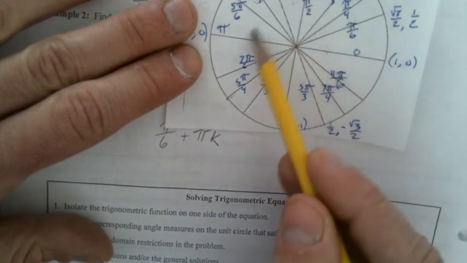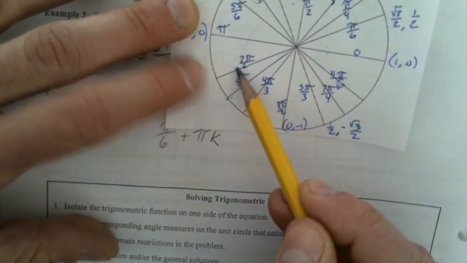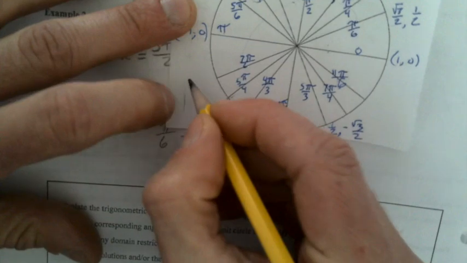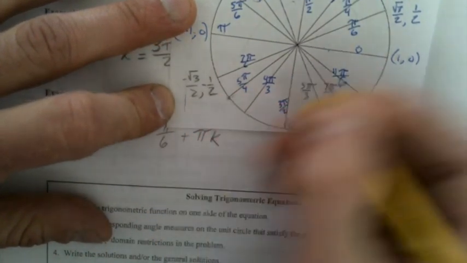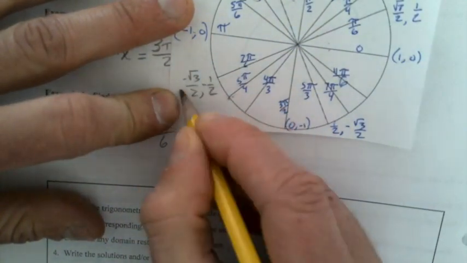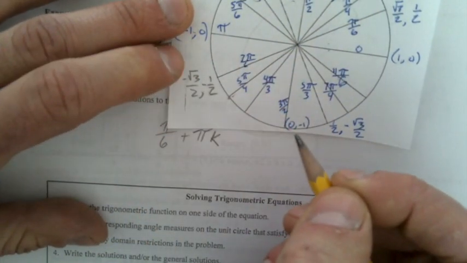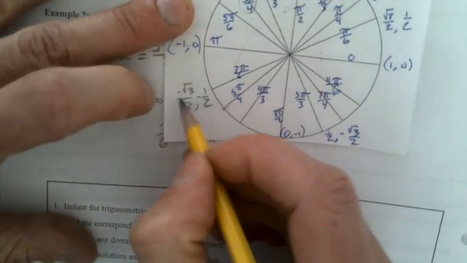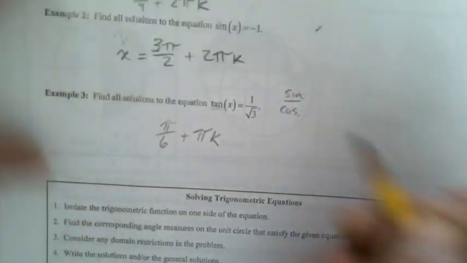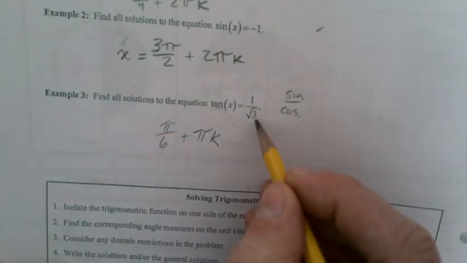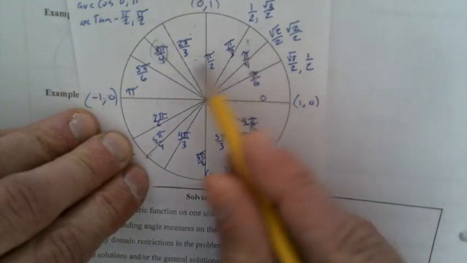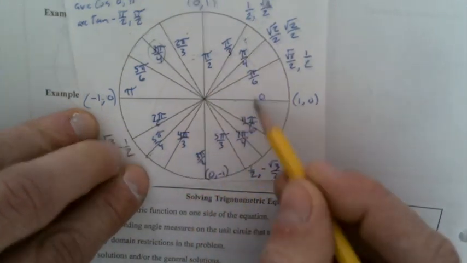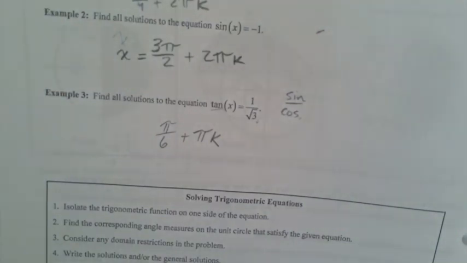And I want to show you something. 1 pi would bring us down here to 7 pi over 6, which in this case is negative root 3 over 2, comma negative 1/2. So 1 pi later, same exact values, except the only difference is the double negative, which makes it positive again, which gives us the same value. And then another pi brings us back to here, then back to there, then back to here. So those will keep repeating.